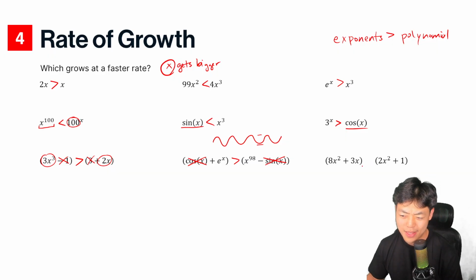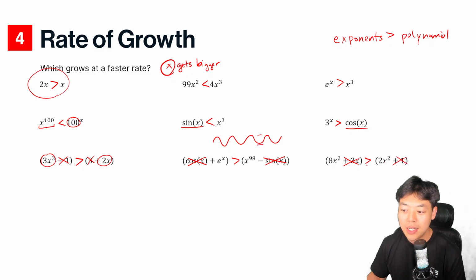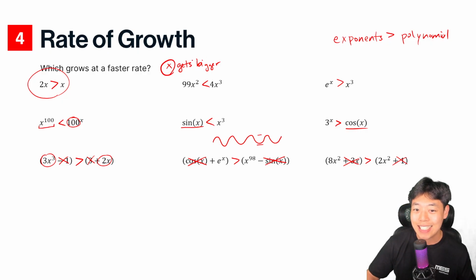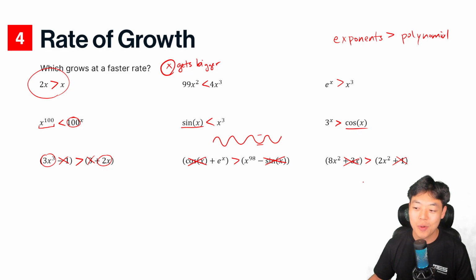Now we get to something like this. 8x squared grows faster than 3x. 2x squared grows faster than 1. This is kind of similar to what we dealt with up here. 8x squared does grow faster than 2x squared. But when we take x to infinity, this is where we kind of have to pay more close attention.